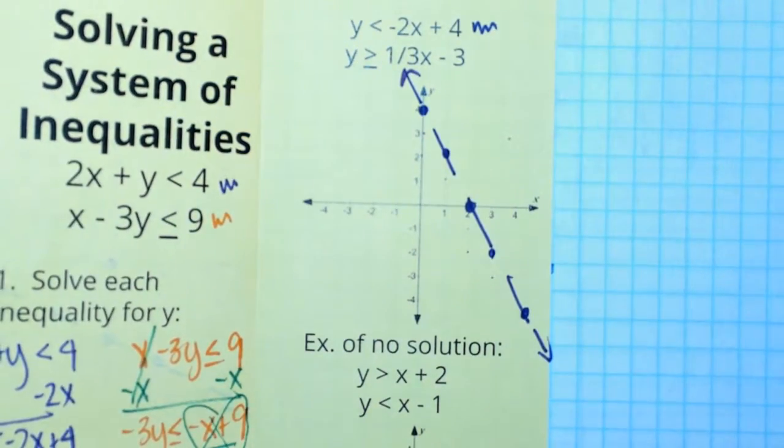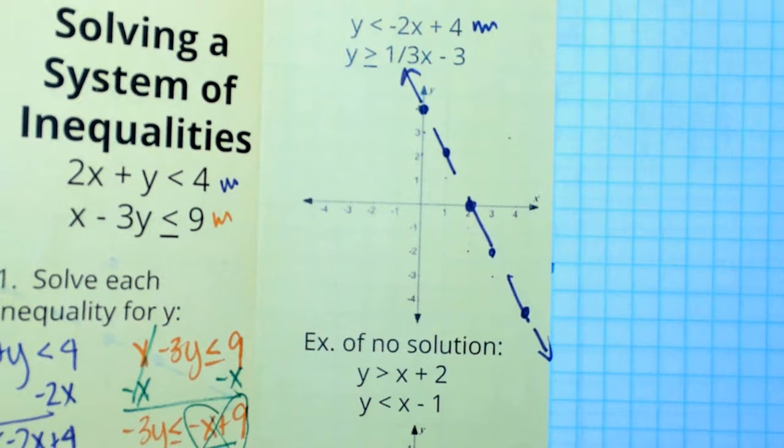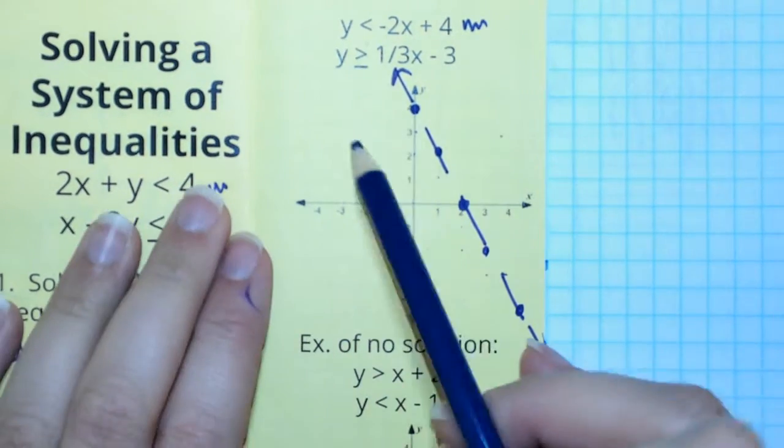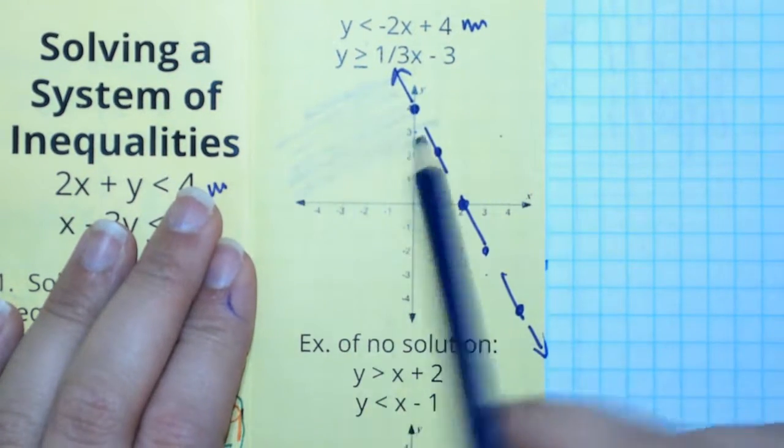Now, shade lightly. Lightly shade purple. Are we going to shade above or below? Below, because it says less than. So, shade below.